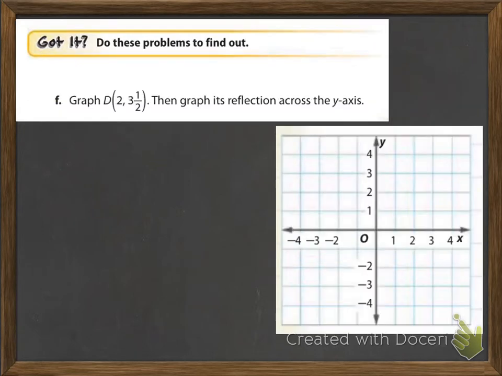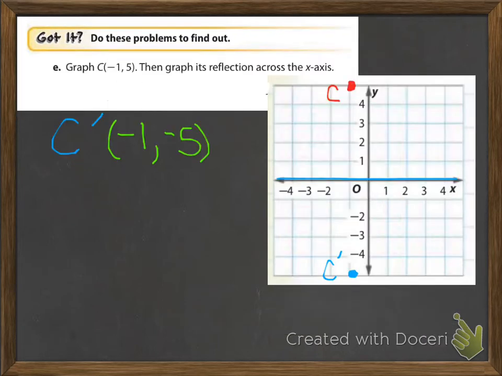Now we're going to do the same thing with D. First we're going to graph D, which is (2, 3.5). So we're going to go over 2, and we're going to go up 3.5, which would be right here where I've notated this, and I'm going to label that with a D. Then I'm going to write that we're going to do the reflection of D, and we're doing this across the y-axis.